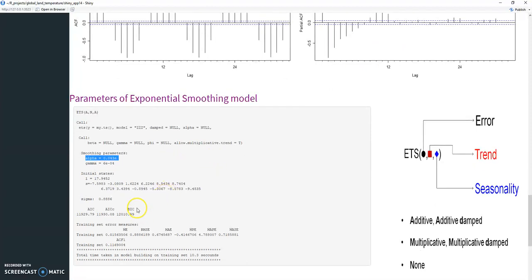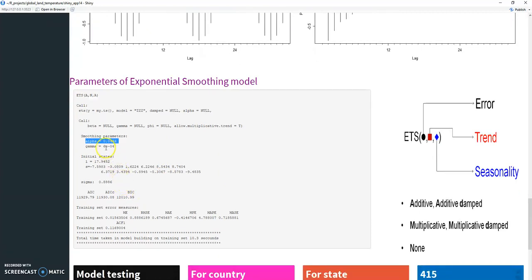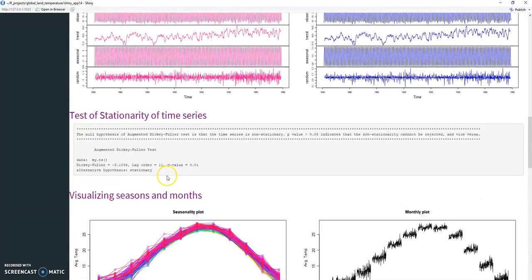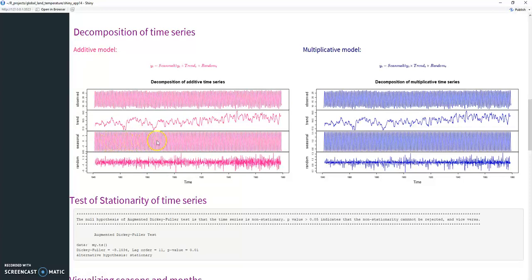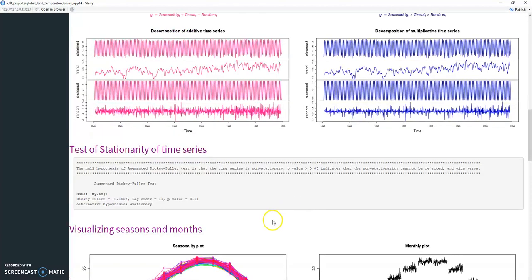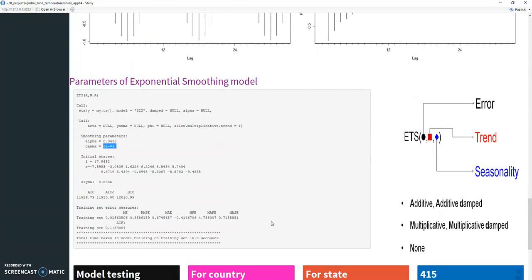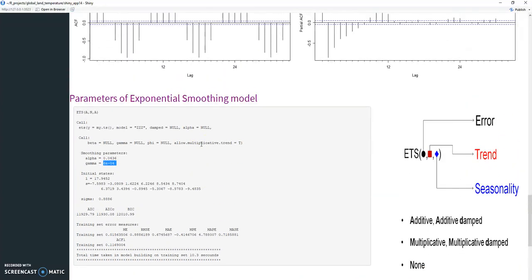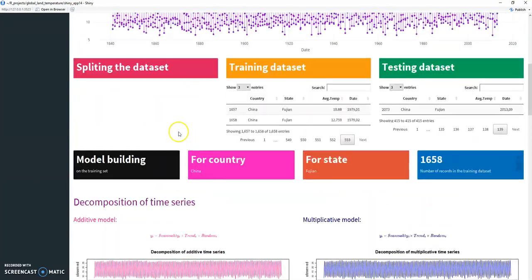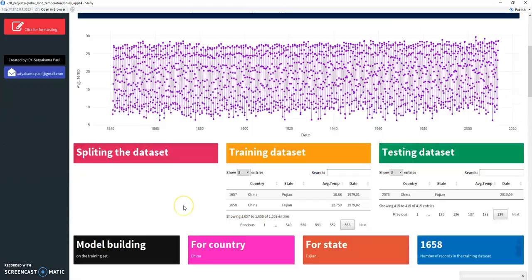Added to that, the gamma over here is the Holt-Winters parameter for seasonality. This value is very low, as you can see over here, because as time passes, the seasonal variations hardly change. You can see over here that as the time passes, there is hardly any change in the seasonal variation. So that would be the understanding of the parameters of the exponential smoothing time series model. Now let's look at the model testing part. Let's go up and click on the model testing part.